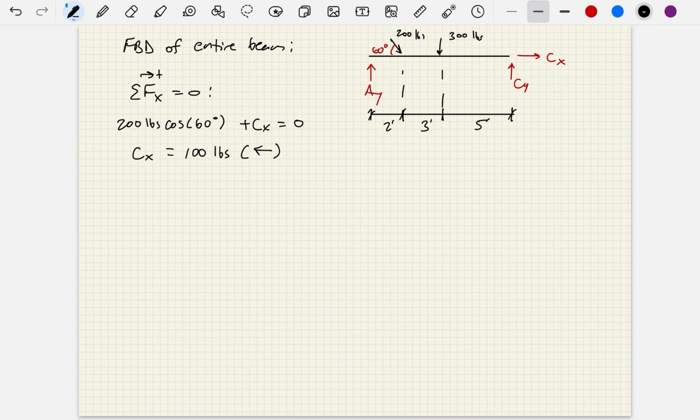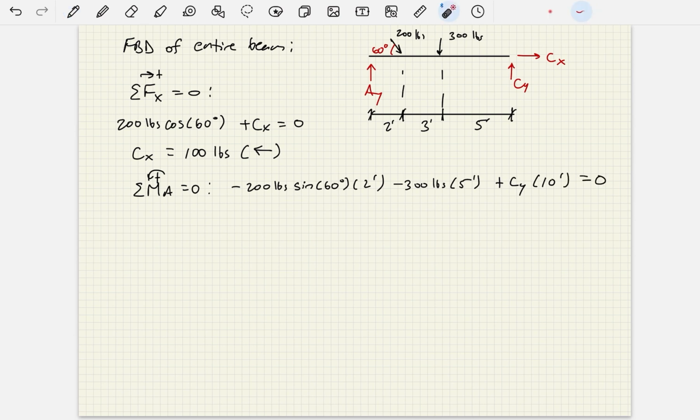So if I want CY, I'm going to say sum of the moments about point A equals 0, okay? And when I sum moments about point A, I'm going to break each one of these forces down one at a time and get their y components and then see what kind of moments are generated about point A, okay? So we know how to do this. That'll be negative 200 pounds times the sine of 60 degrees and then times 2 feet, and then minus 300 pounds times 5 feet, and then plus CY times 10 feet equals 0.